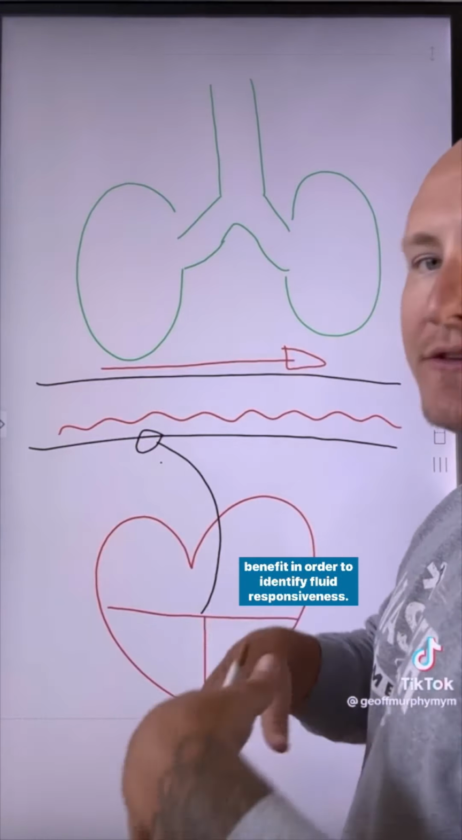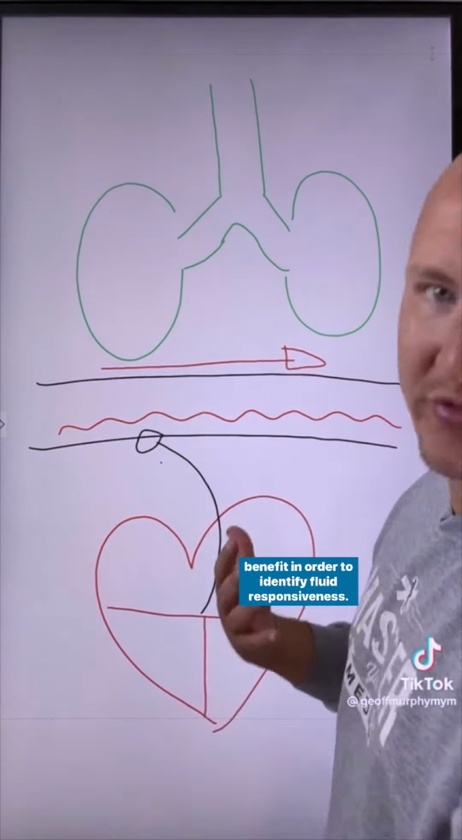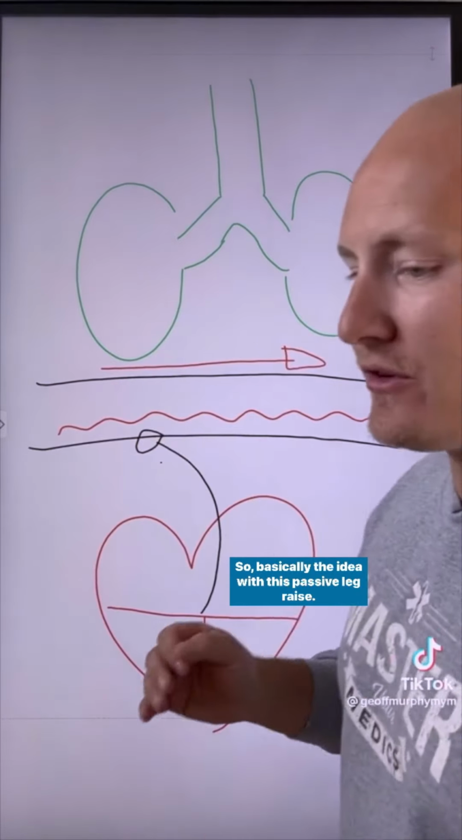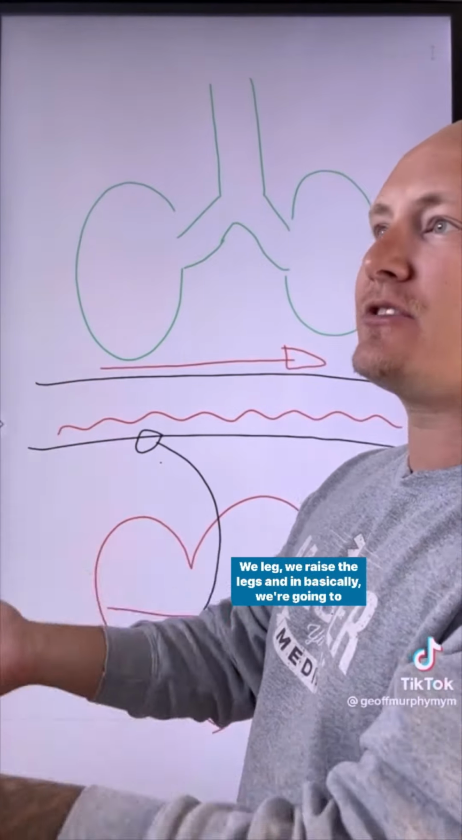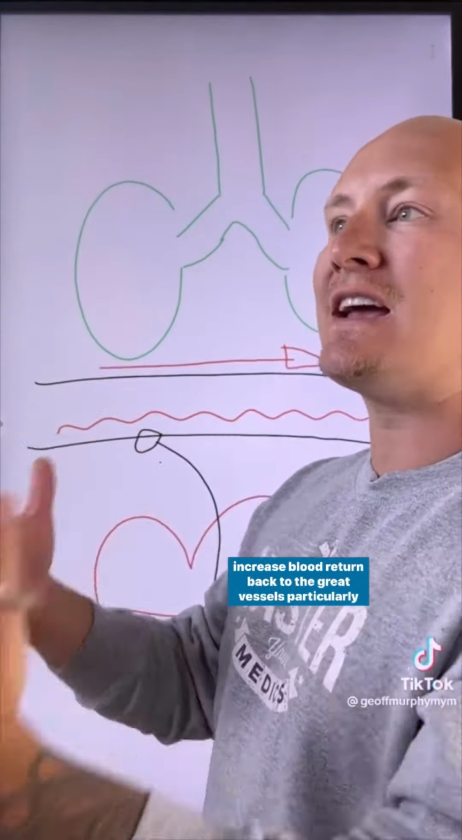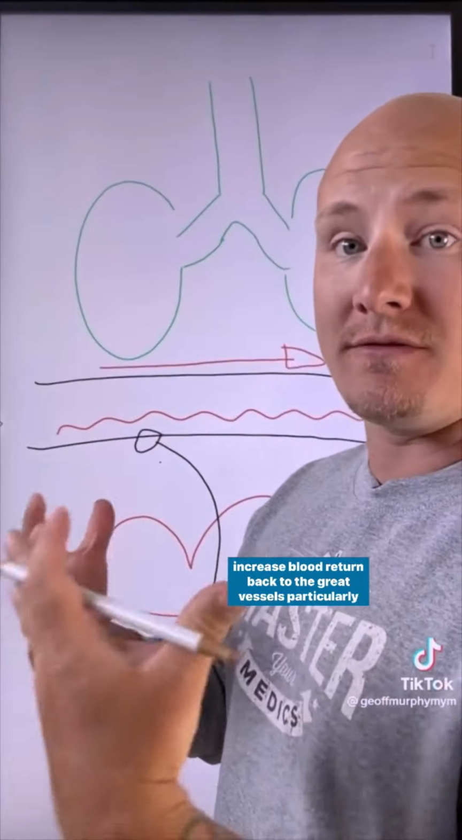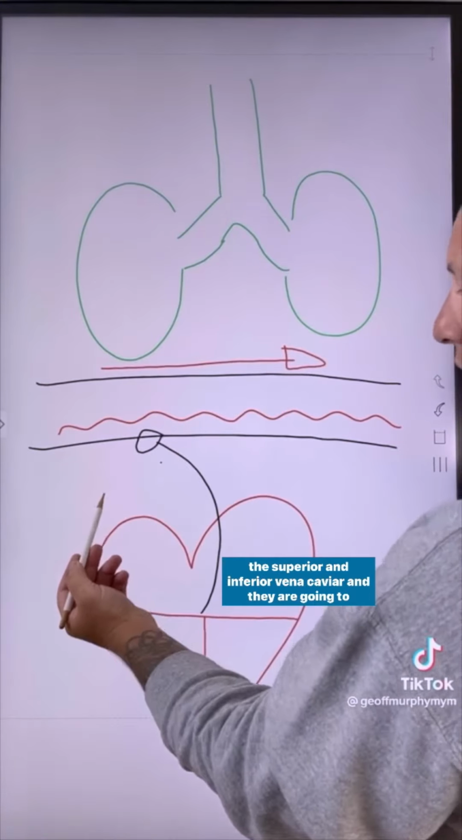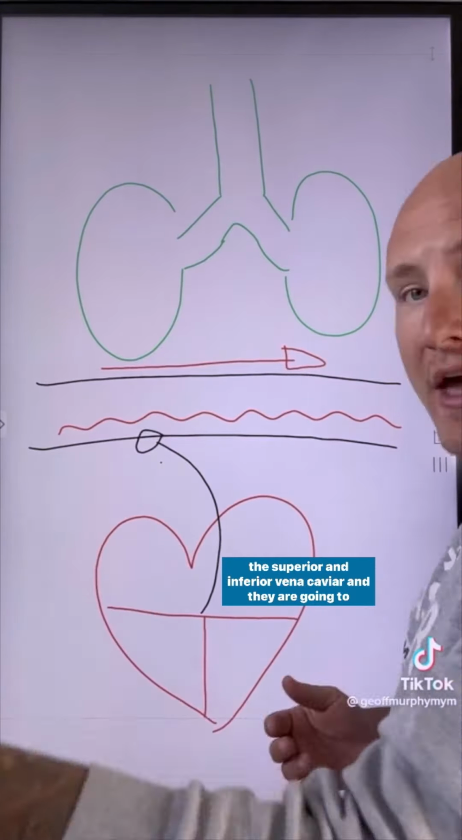in order to identify fluid responsiveness. So basically the idea with this passive leg raise, we raise the legs and basically are going to increase blood return back to the great vessels, particularly the superior and inferior vena cavas, and they are going to pull their blood back to this right ventricle. So this is essentially all about preload.